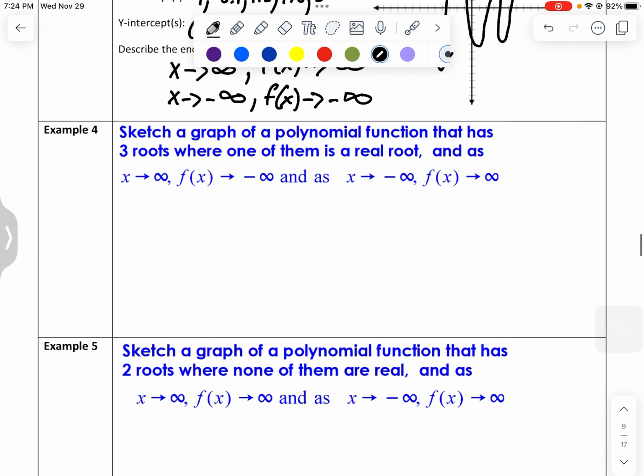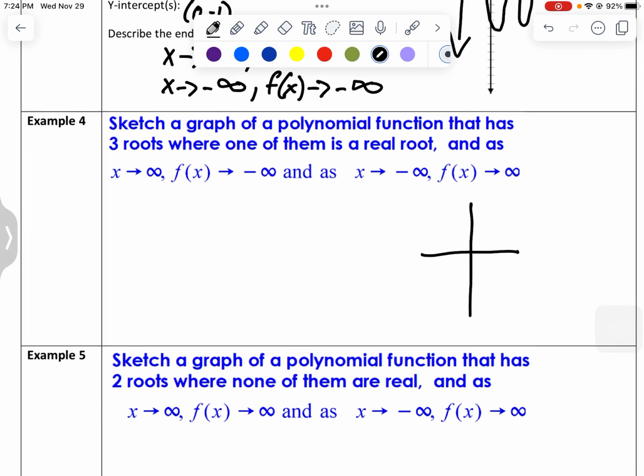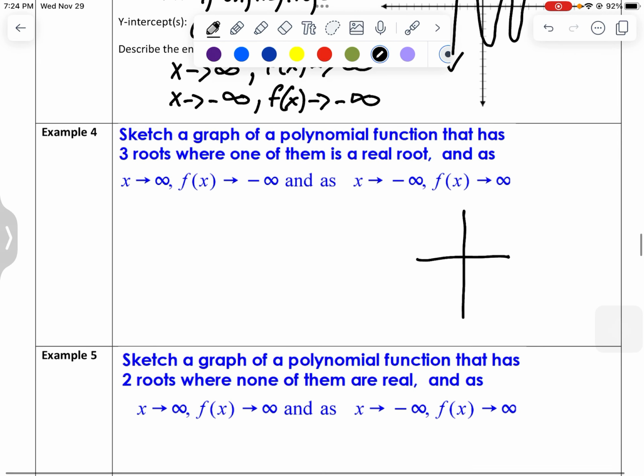All right, last part. Sketch a graph of a polynomial function that has 3 roots where one of them is a real root, and then it gives us the end behavior. So real roots always touch the x-axis. Imaginary roots do not. So if we're going to sketch this one, it has 3 roots where one of them is a real root. That means the other 2 have to be imaginary because imaginary roots always come in pairs. So that means we can only cross one time.